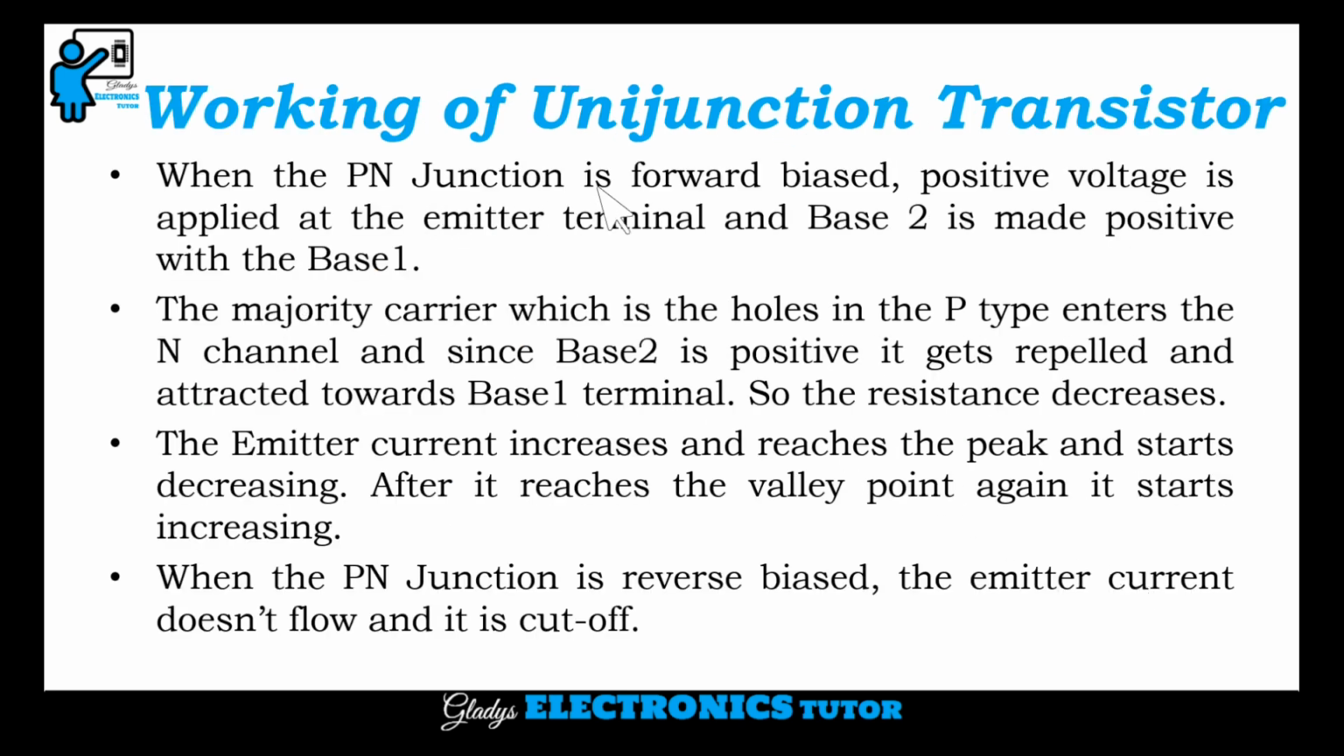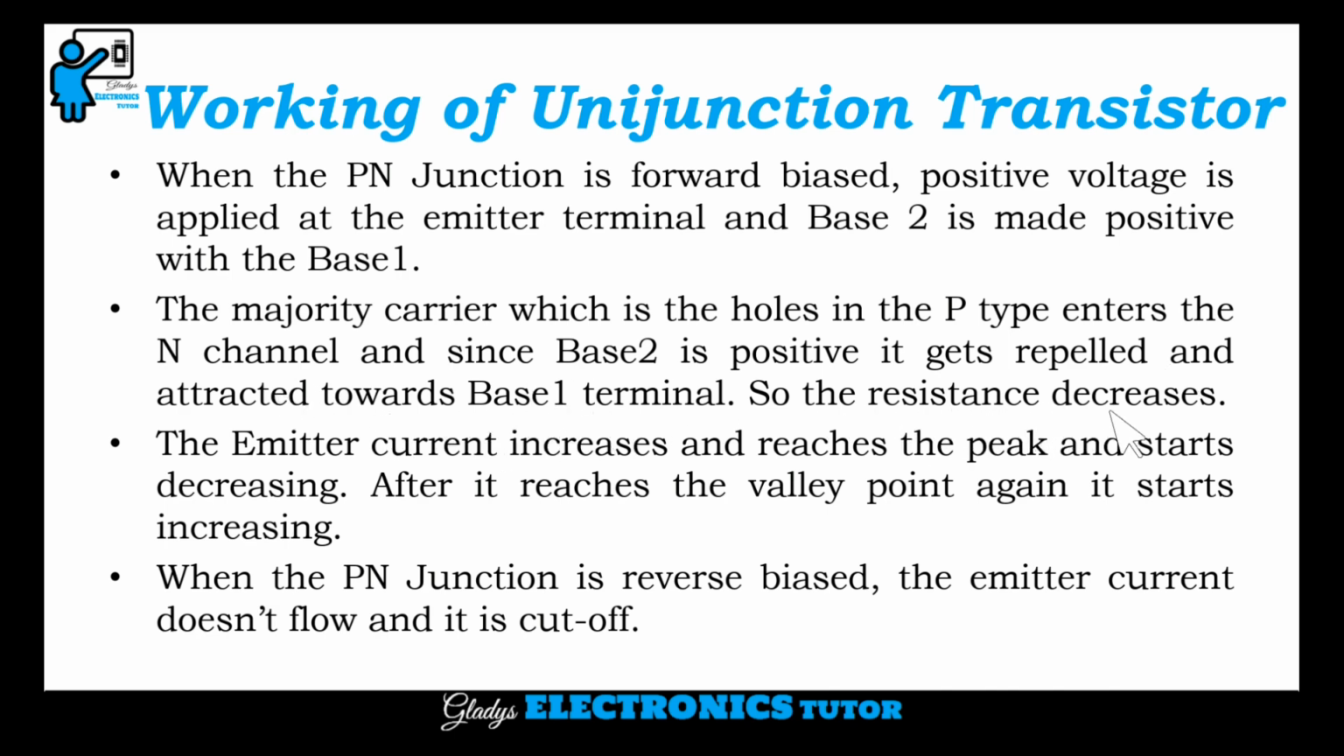So when the PN junction is forward biased, positive voltage is applied at the emitter terminal and base 2 is made positive with respect to base 1. So the majority carrier, which is the holes in the P-type, enters the N channel, and since B2 is positive, they get repelled and attracted towards the base 1 terminal.